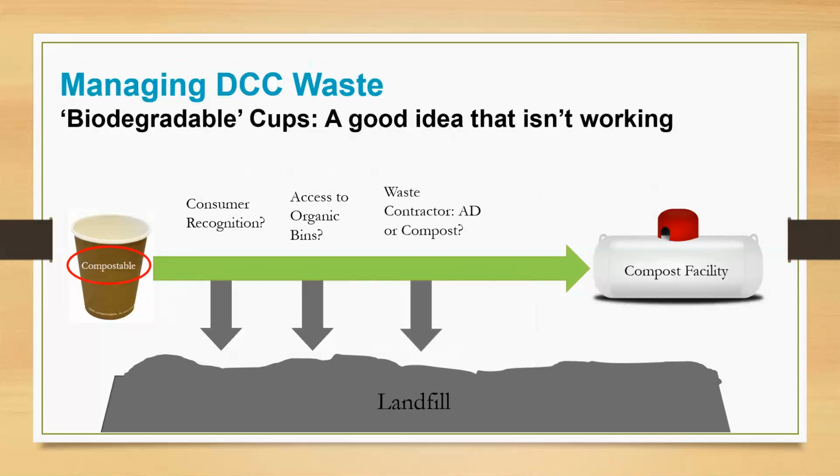The next challenge comes with the waste contractor that's picking up this material. Once it's in an organic bin, the waste contractor picks it up, but they will take it to the facility they operate. And if they're operating an anaerobic digester, these cups cannot break down in that anaerobic digester, and in fact will mess up the process. So they will be removed.